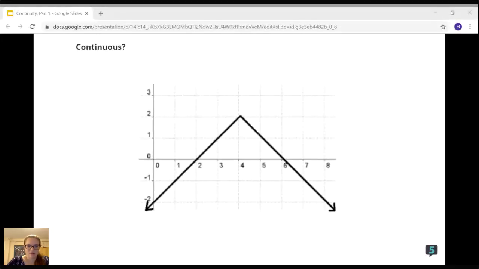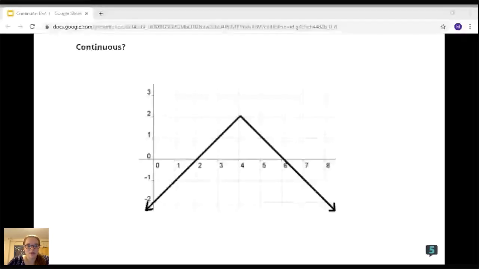Awesome. Yes, I'm seeing lots of yeses, and you are right. This graph is continuous. It does have a weird place where we are kind of at a corner. What kind of graph has a corner? What types of functions do you know about that this might be? Absolute value. Awesome. Great job.